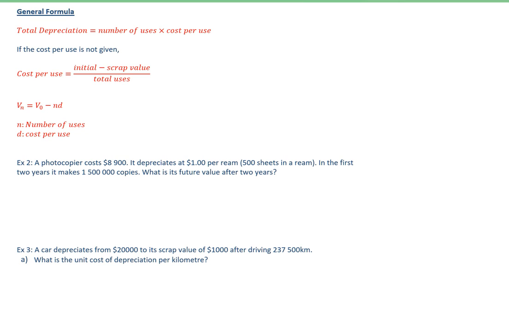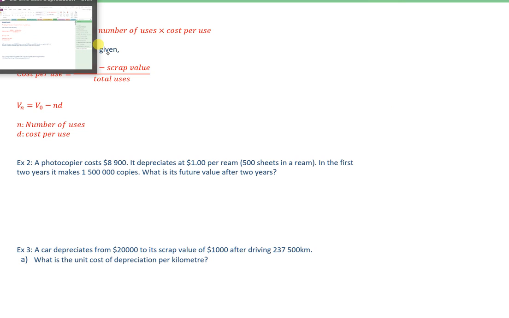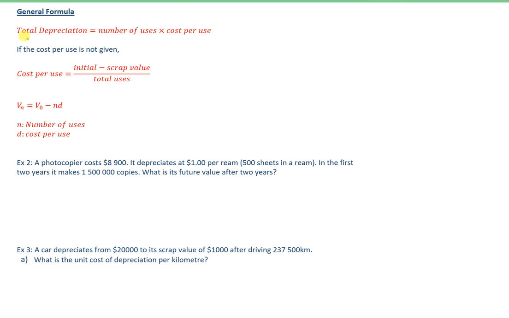Alright, so now let's have a look at unit cost depreciation when we're using the general formula. Before we get into just the general formula, I want to have a little bit of a pre-thought before we get started. If I'm trying to figure out how much I am going to lose over the total life of my product, I want to use this concept that the total that I take off is going to be the number of uses times the cost per use.